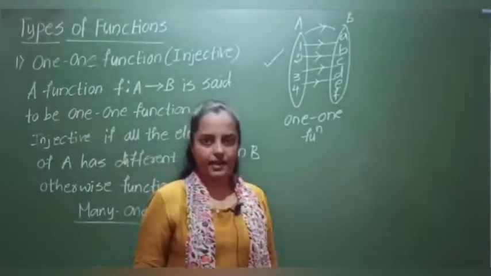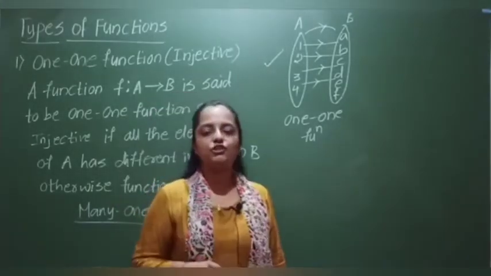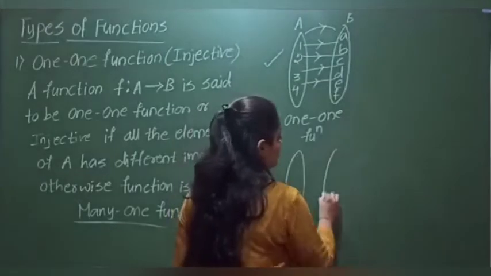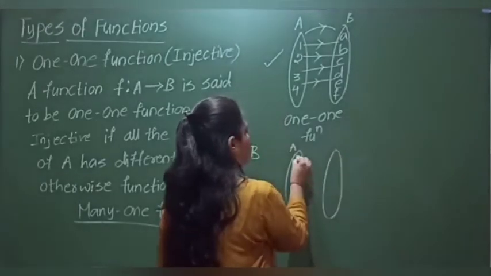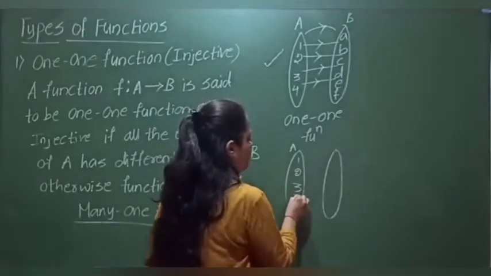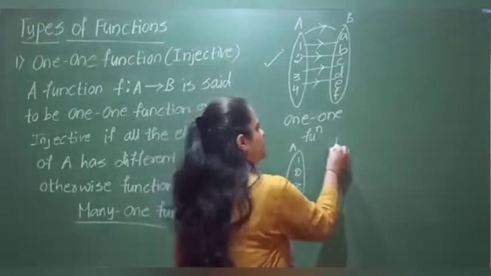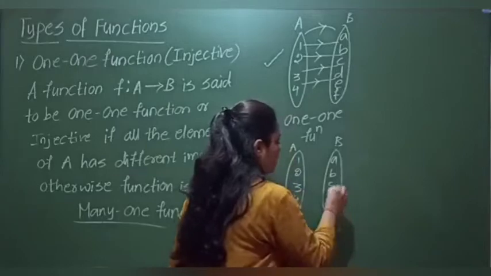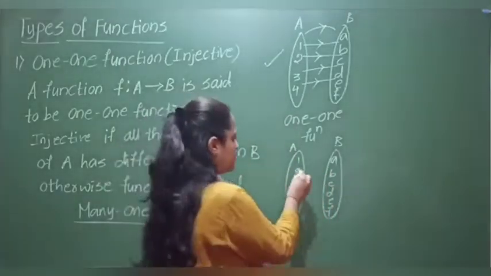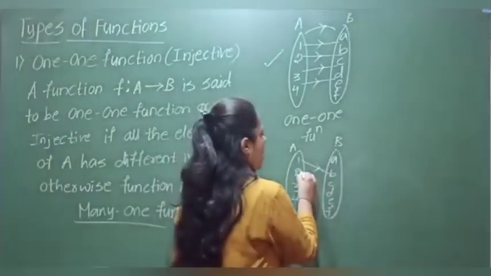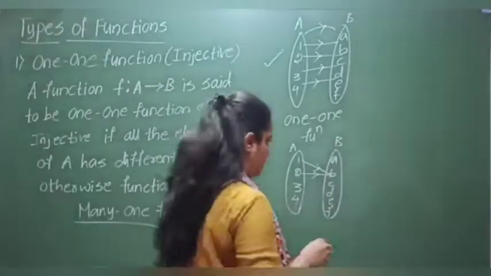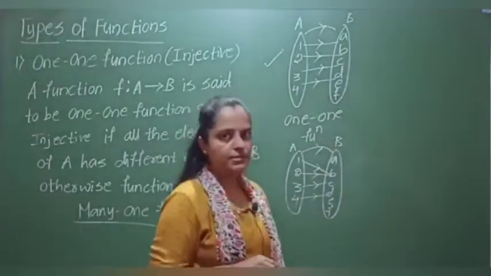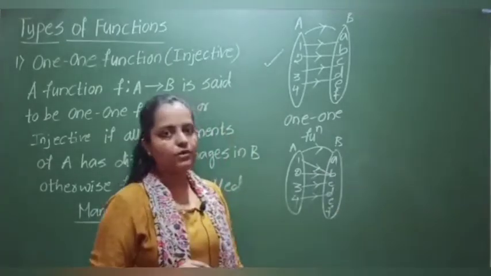Now I'll take another example. Now we'll think whether that function is one-one or not. So I will take set A with elements 1, 2, 3, 4 and set B with elements a, b, c, d, e and f. Now 1 is related to b and 2 is also related to b, 3 is related to c, 4 is related to d. This is a function from set A to set B.